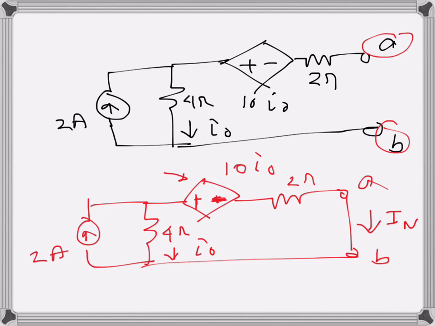This is 2 amps there. So the voltage at this point, if let's say this is the reference voltage, which is 0, the ground voltage here, so the voltage at this point will be, since the current is I naught and the resistance is 4 ohms, so voltage drop here will be 4 I naught. So at this point voltage will be 4 I naught.